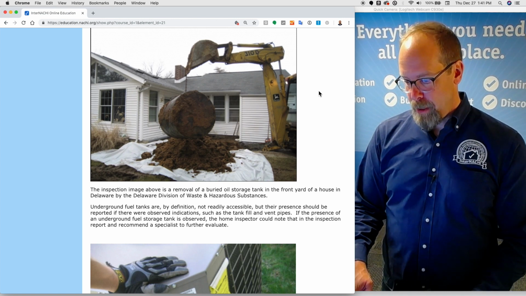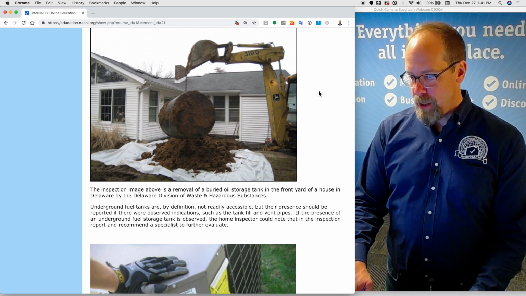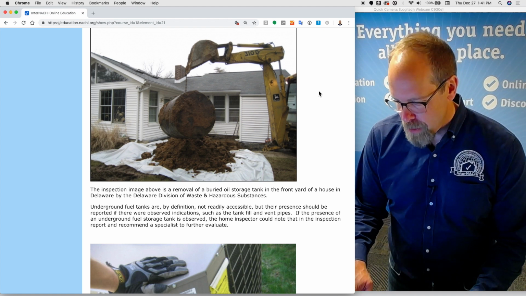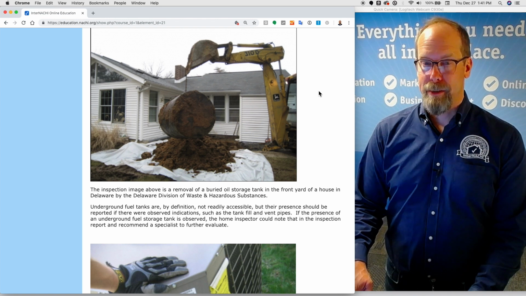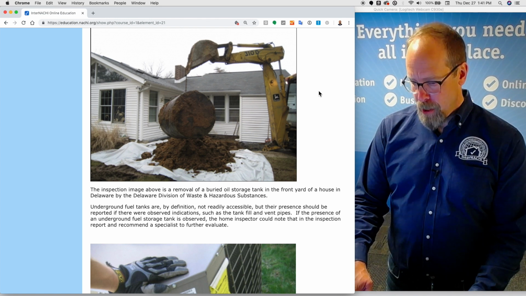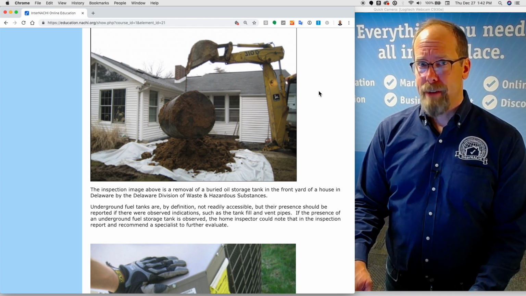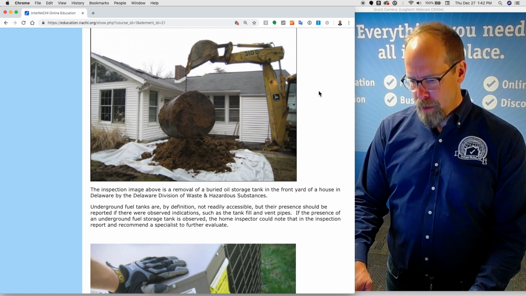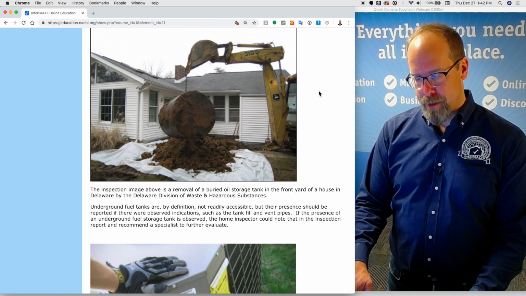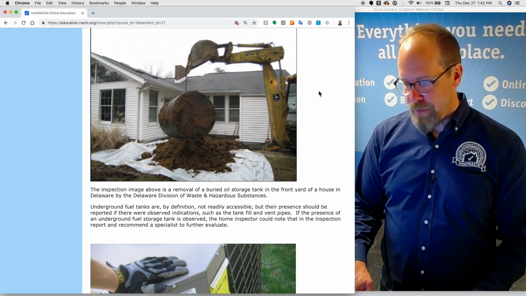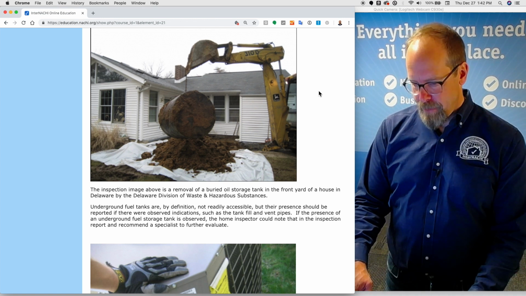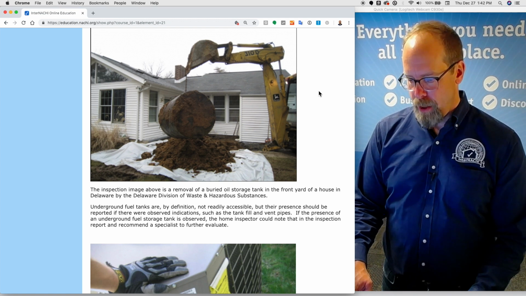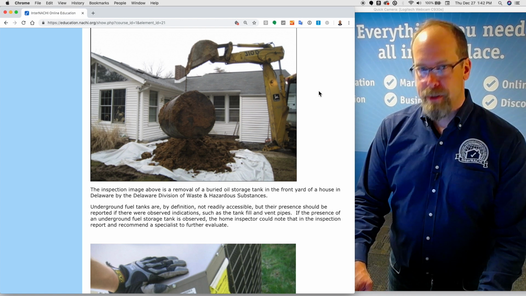This is an inspection image of a removal of a buried oil storage tank in the front yard of a house in Delaware by the Delaware Division of Waste and Hazardous Substances. Underground fuel tanks are, by definition, not readily accessible or visible, but their presence should be reported if there were observed indications, such as the tank fill and vent pipes. If the presence of an underground fuel storage tank is observed, the home inspector could note that in the inspection report and recommend that a specialist further evaluate.